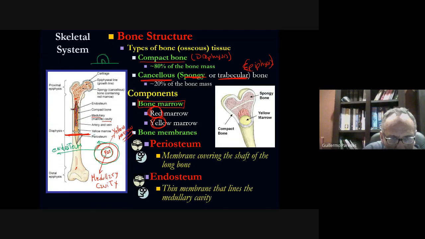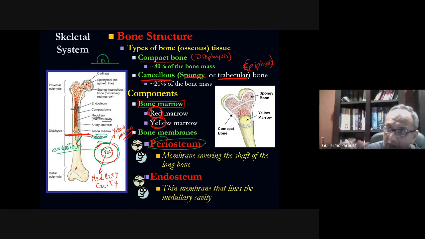Periosteum. Okay? And this yellow you see here is the yellow marrow. It's like the yellow marrow is going through the channel, through the canal. Okay, we got it? And that is a periosteum. There you are. Periosteum is the membrane covering the shaft of the long bone. It's like you have a plastic wrap around the bone. That plastic is very tight, by the way.